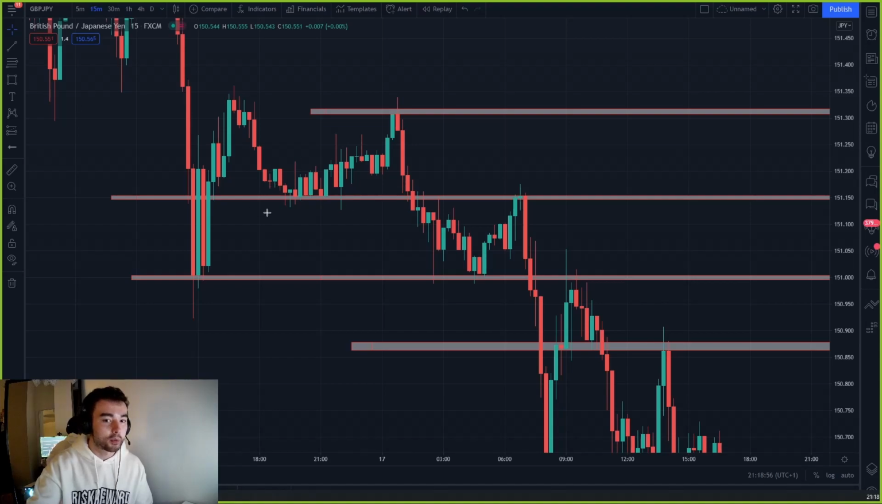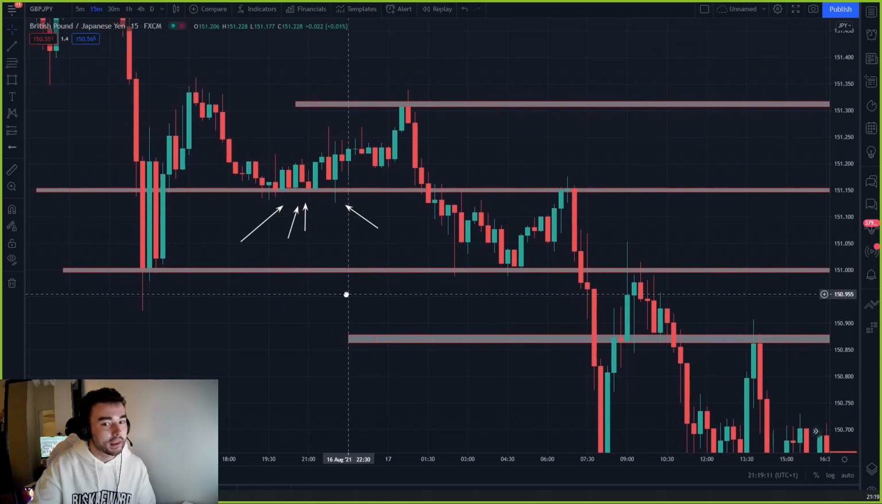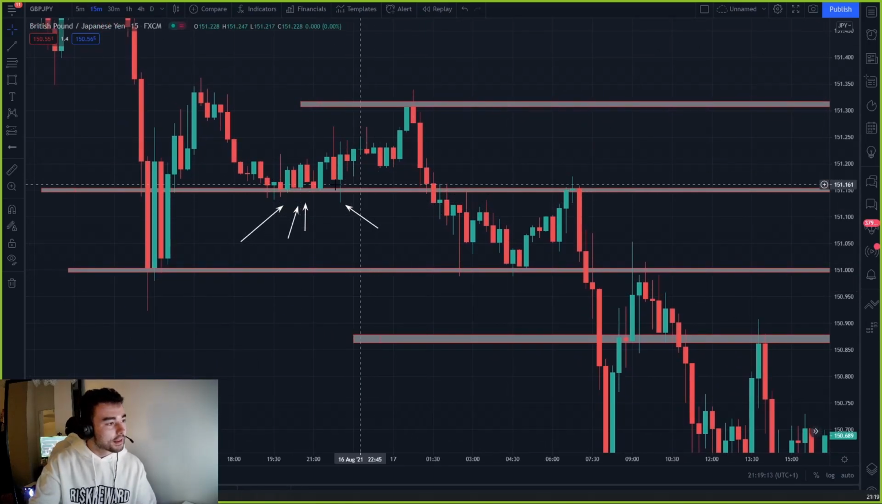So for example, if people were looking at this as support, it's held support, it's held support, held support, and then you can see this wick here. Can you guys see this? 1 second, I will zoom out, I think. Let's do this. You can see this wick here. There we go. This big wick here.